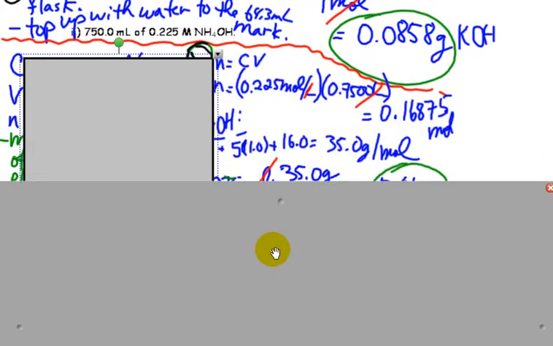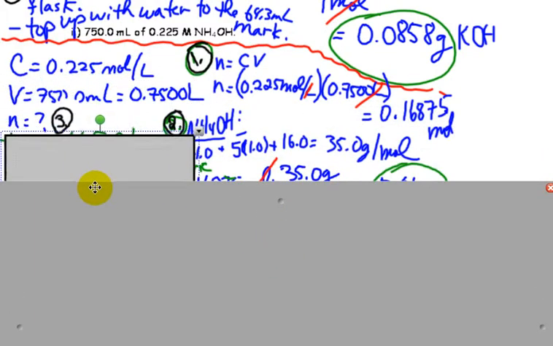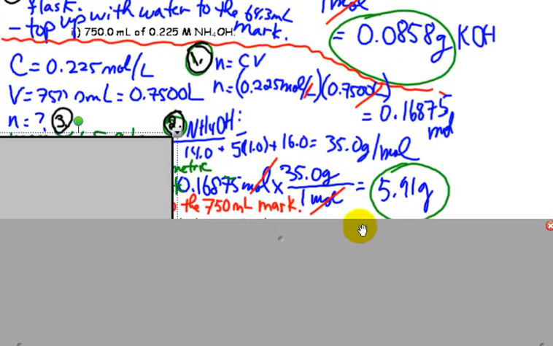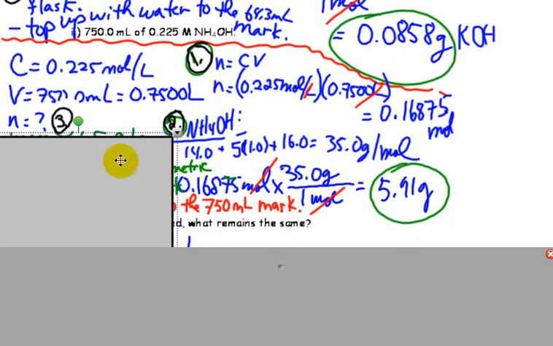Okay, if you had a chance to do that, of course the concentration is 0.225 moles per liter. The volume is 750 mL, or 0.7500 liters. So solving for number of moles, you should have got 0.16875 moles. Then of course we have to change that to grams, so multiply by the molar mass. And the molar mass of ammonium hydroxide here should be 35 grams per mole. So that works out to be 5.91 grams. So hopefully you got that correct when you tried it yourself.